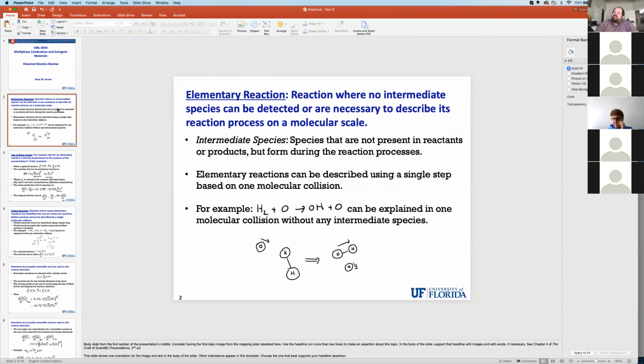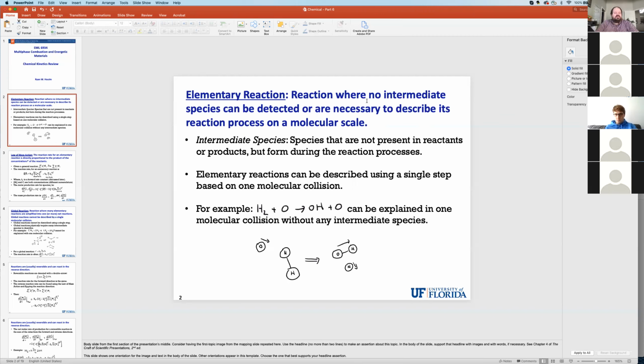Okay, so first we just need to go over what a reaction is, and first what an elementary reaction is. An elementary reaction is a reaction where there's no intermediate species that can be detected or are necessary to describe its reaction process on a molecular scale. And so what is an intermediate species?